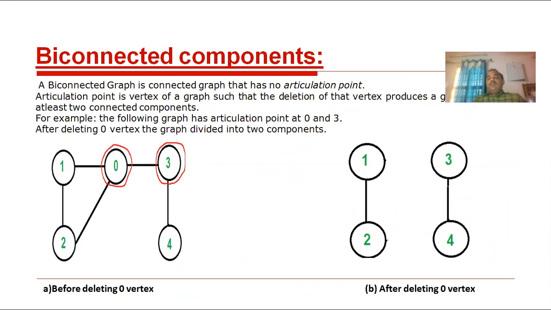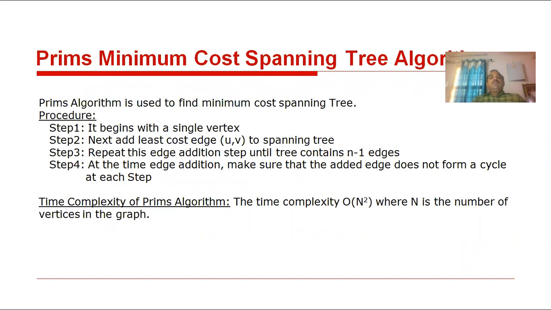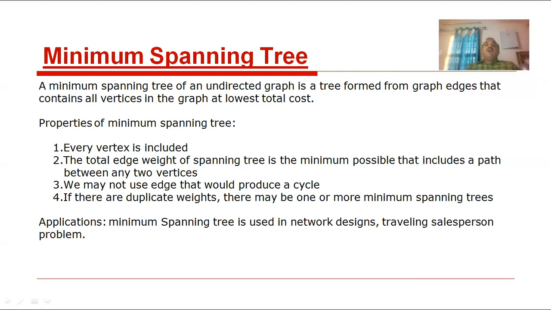Simply, we want to find a spanning tree from a given graph. The graph is a connected component, whereas a tree is an unconnected component. A minimum spanning tree of an undirected graph is a tree formed from graph edges that contains all vertices in the graph at the lowest total cost. Which is the lowest weighted edge? We should go like that.